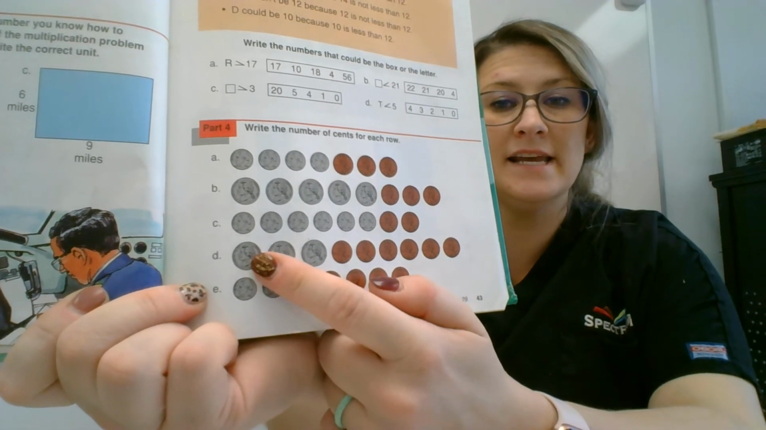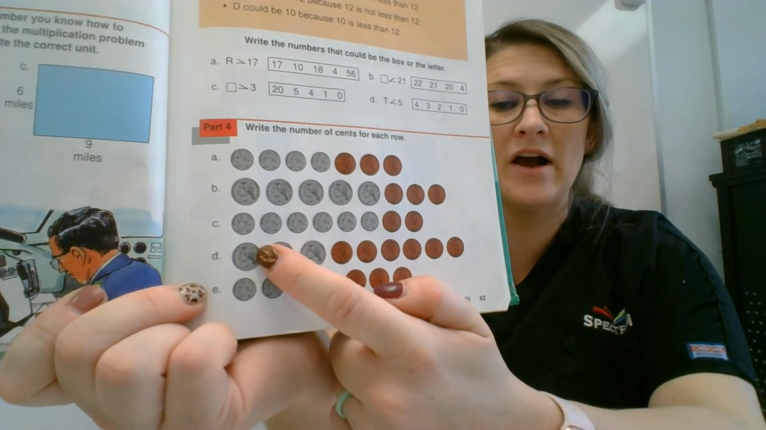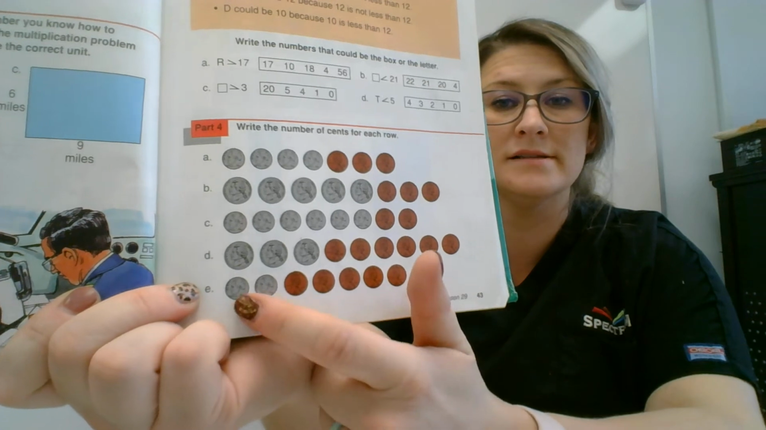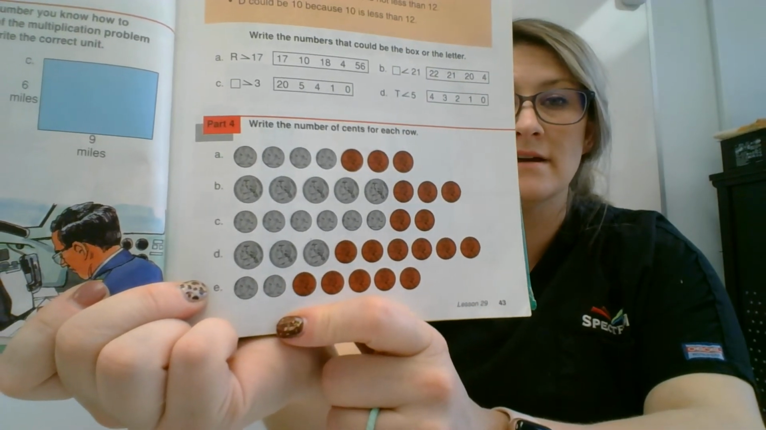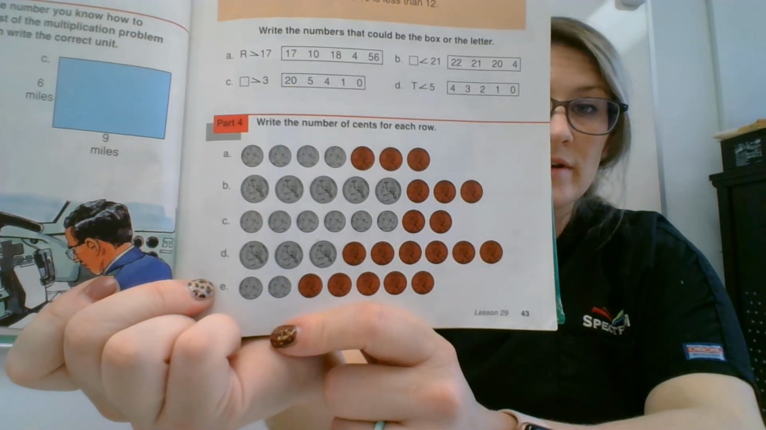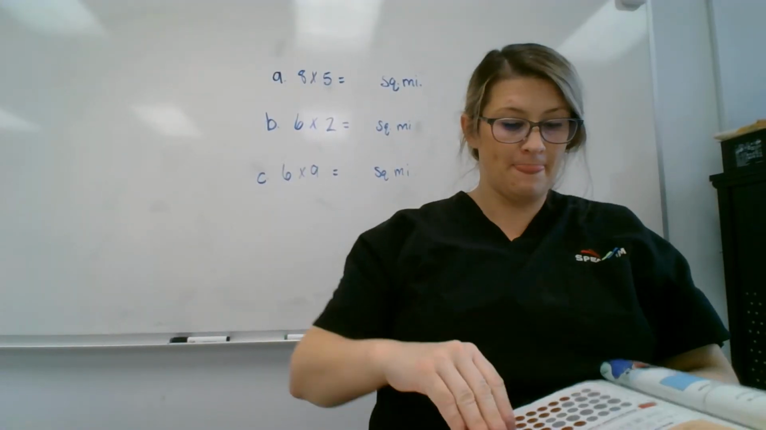I want you to try D and E on your own. For D, you're counting by fives and then by ones. For E, you're counting by tens and then by ones. You may pause here. When you are finished, you can unpause and we'll be moving on.